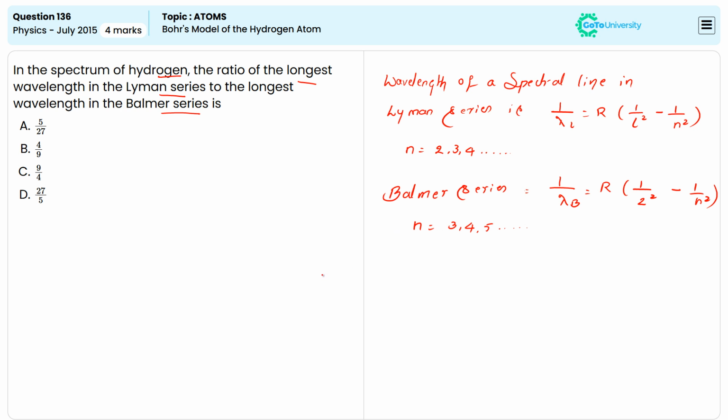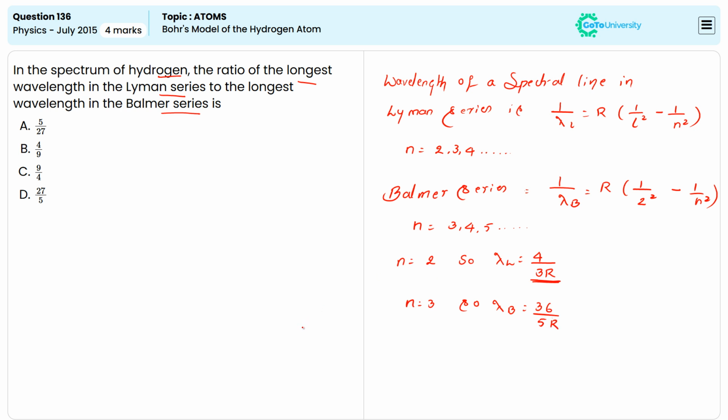Now for the longest wavelength in the Lyman series, N is equal to 2. So we can substitute the value 2. Then lambda L is equal to 4 divided by 3R. And for the Balmer series, the longest wavelength is at N is equal to 3. By substituting this, we get lambda B is equal to 36 divided by 5R.